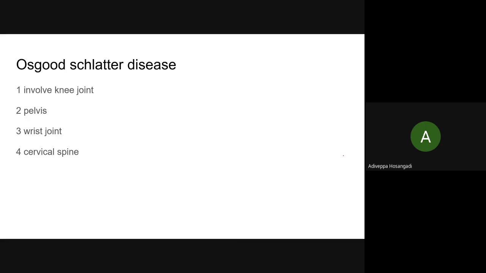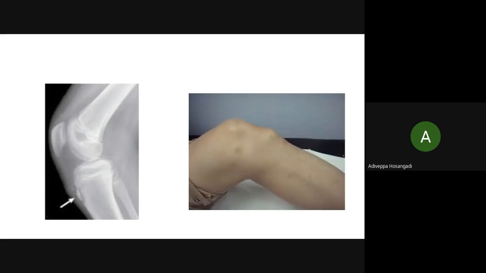Anybody else? First one, sir. Yes, and no doubt about that. Tibial tuberosity involves the knee joint, isn't it? This I wanted to show you. Very common in adolescent young athletes. Very common. It is bilateral also.